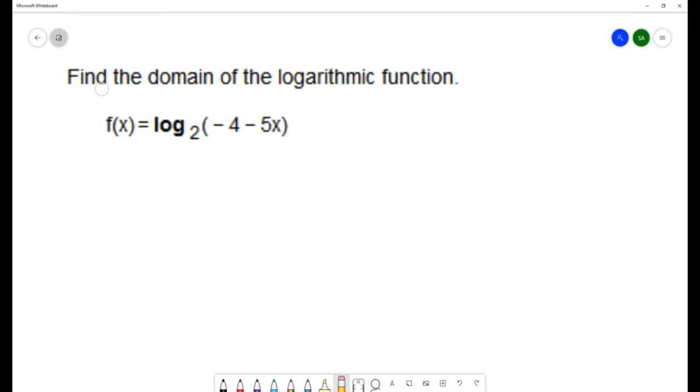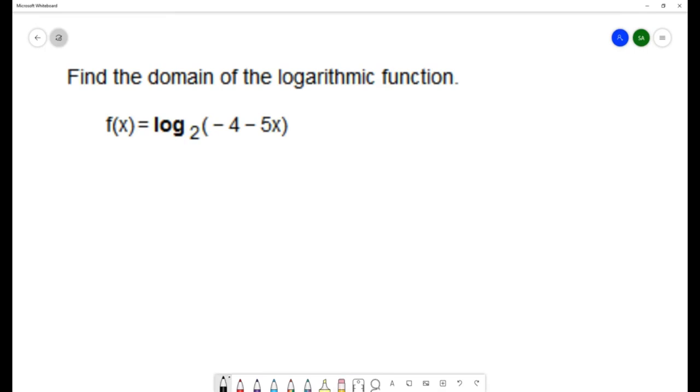For this one, we want to find the domain of the logarithmic function. F of x equals log base 2 of -4 minus 5x. When we're finding the domain, we're finding out the values of x that we're allowed to substitute into this function, the values of x that will produce a valid expression for this logarithm, valid in the real number sense.